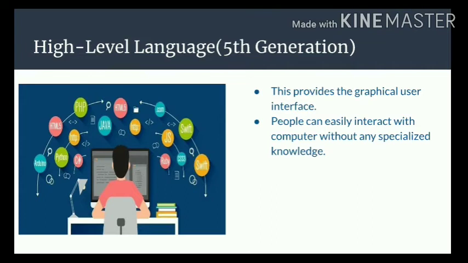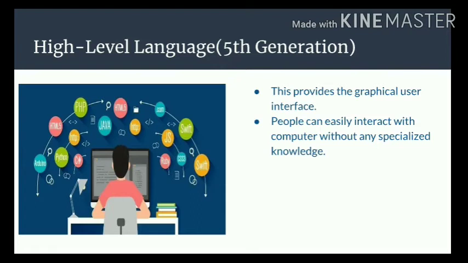And the last one is the fifth generation languages, that is the visual programming languages, in which Visual Basic or Visual C++ are considered fifth generation languages. They provide a graphical user interface to create the code, so there is less chance of error, and people can easily interact with the computer without much knowledge. People can talk to the computer, and voice recognition converts the spoken sound into written words. So these are the different computer languages according to their generations.